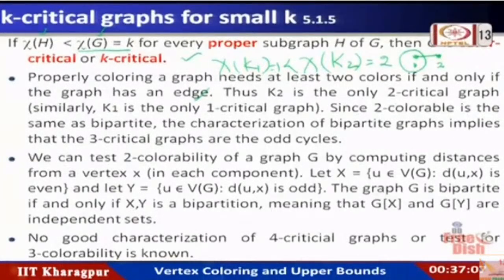Since 2 colorable is the same as bipartite, it will characterize the bipartite graphs, which means it will imply that 3 critical graphs have odd cycles. We can test 2 colorability of a graph by computing the distances from a vertex X.